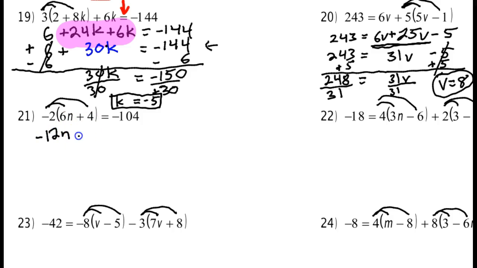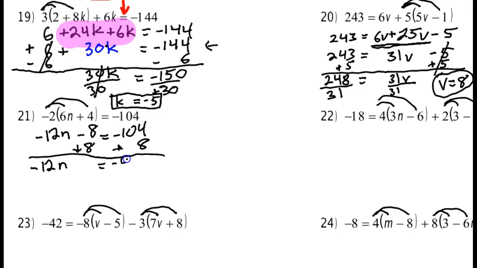Negative 12n minus 8. Bring down the equals negative 104. This one we didn't have to combine any terms, so it was a little bit simpler. Fewer steps. So negative 12 times what is negative 96? Right. Divide both sides by negative. Is the answer positive or negative? Positive. Good. Negative divided by negative is positive 8.